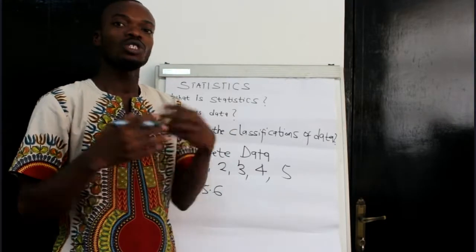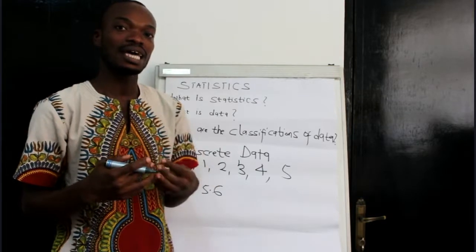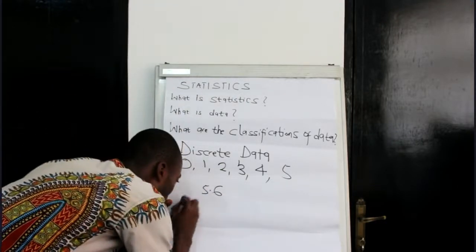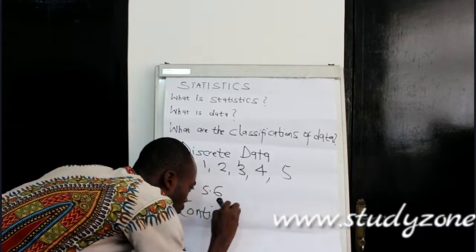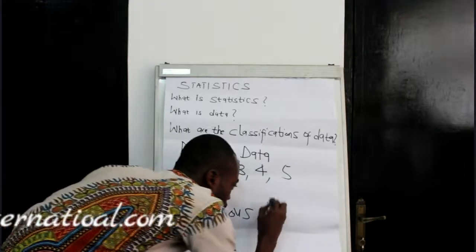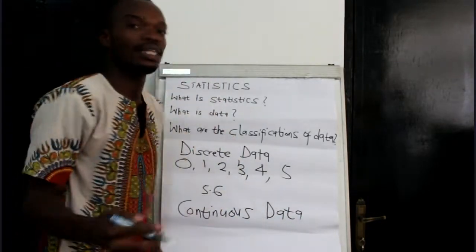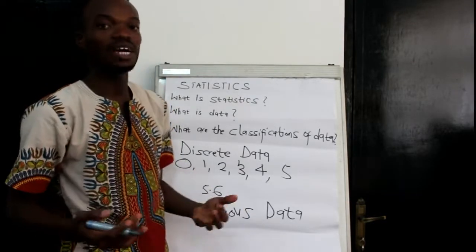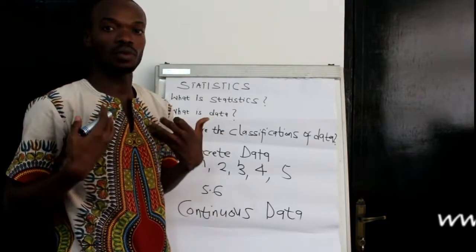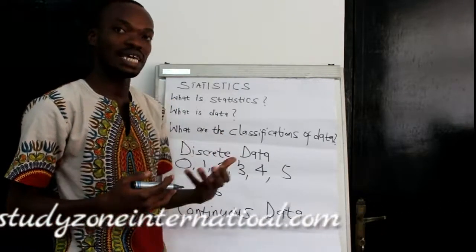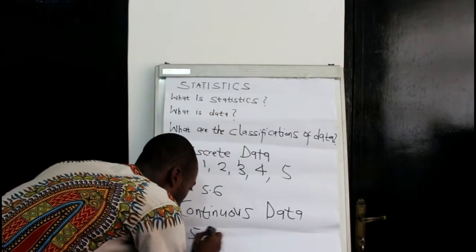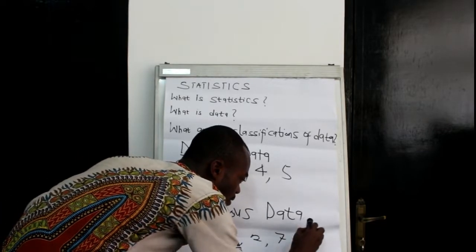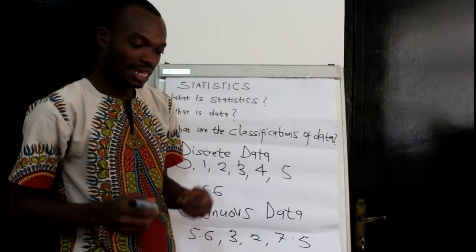Continuous data is data that arises as a result of measurement and can assume any value. Data that arises as a result of measurement and assumes any value. For example, the height of me, Wilfred, or the height of the students in a class. It can be 5.6, it can be 3, it can be 2, it can be 7.5. So that includes what? Decimals.